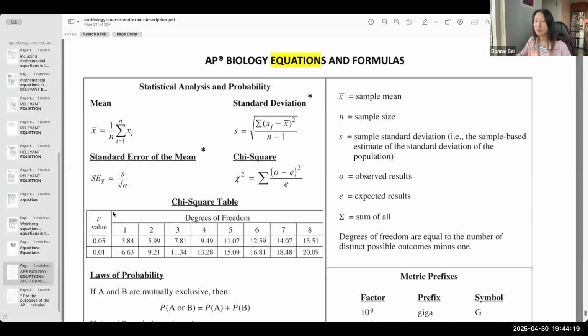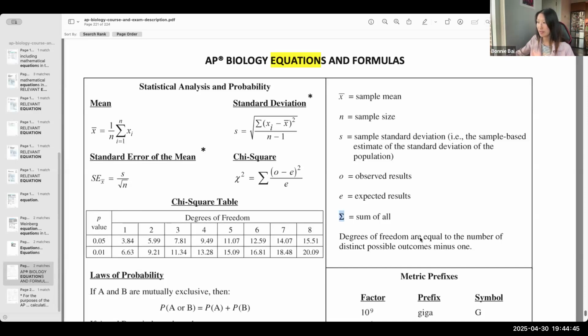So the degrees of freedom and the p-value are what help you find the critical value that you will compare the chi-square value to. So if the chi-square value was bigger than the critical value, in this case the critical value you will compare to is 3.84, because the degree of freedom is 1.